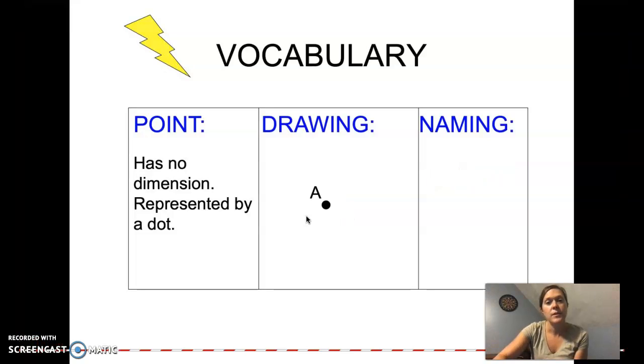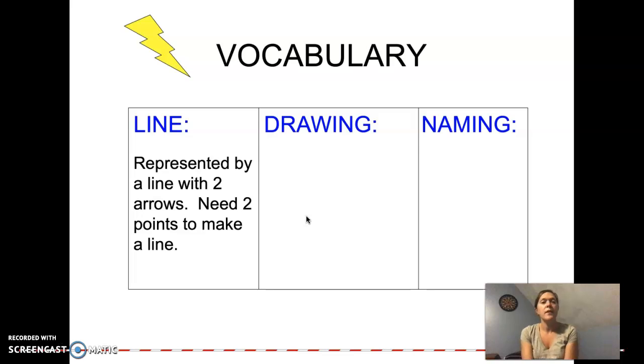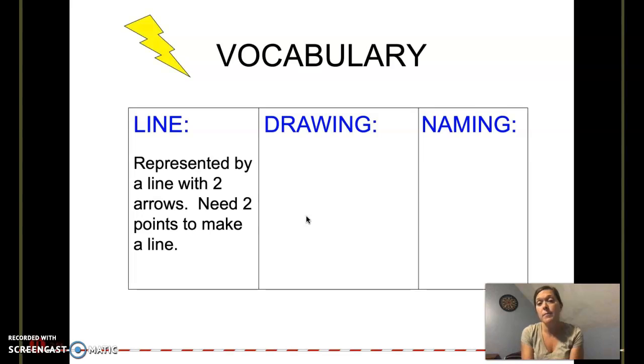Next, let's jump to a line. A line is represented by a line with two arrows on both ends, which is very important that you remember. You need 2 points to make a line. So if I had to make a picture of what a line would look like, here is my line, 2 arrows on both ends. That means that it goes on and on forever. We can never physically measure a line because it has no stopping point. You need 2 points to make a line.